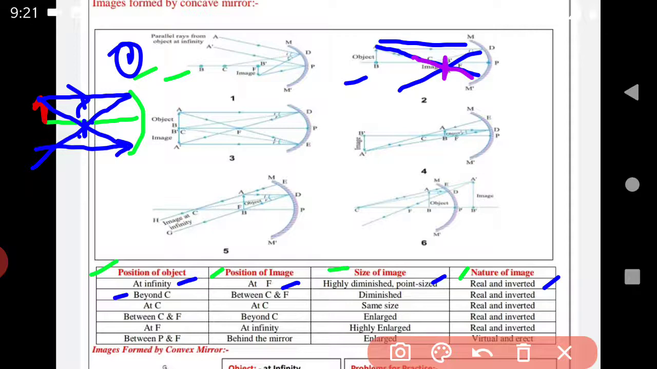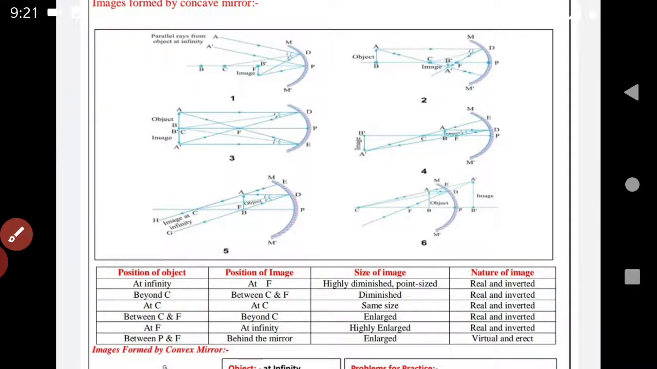And what is the size of the image? It is very small, very diminished in size. And what is the nature? The image is in front of the mirror, that means it is real and inverted. So your second point is also discussed: beyond C, the image is formed between C and F, the size of the image is diminished and the nature of the image is real and inverted.